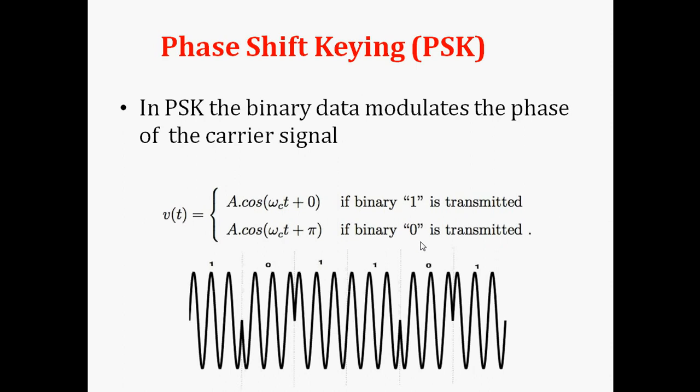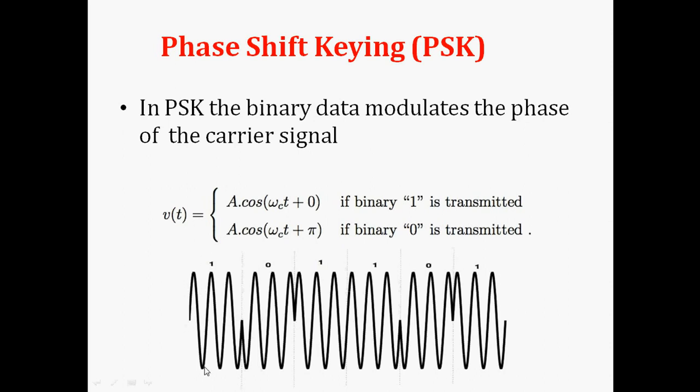In phase shift keying, the binary data modulates the phase of the carrier signal. That is, V of t is my signal. It is A cos of omega ct plus 0 if binary 1 is transmitted. It means there is no change to the original signal; the change will be by 0 phase shift. But V of t will become A cos of omega c t plus pi if binary 0 is transmitted. See, when we are transmitting 1, my signal has 0 phase shift.